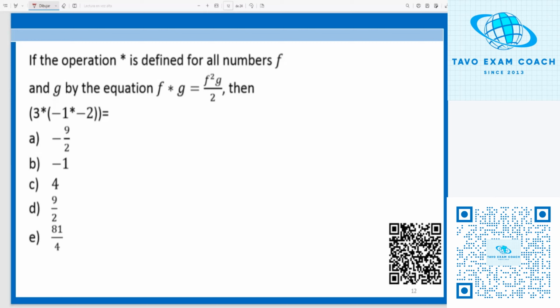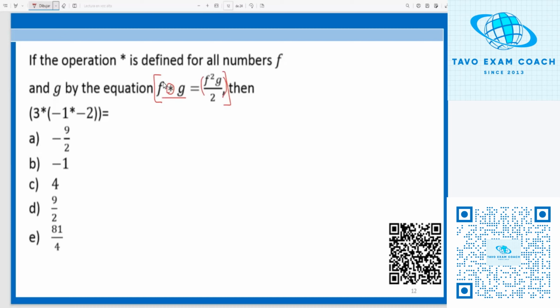The question says if the operation asterisk is defined for all numbers f and g by the equation f asterisk g equals f squared times g over 2, then what is the value of that expression? Well, we need to use this definition every time we see the operator asterisk between two numbers. We can perform this operation in order to find the result of this.